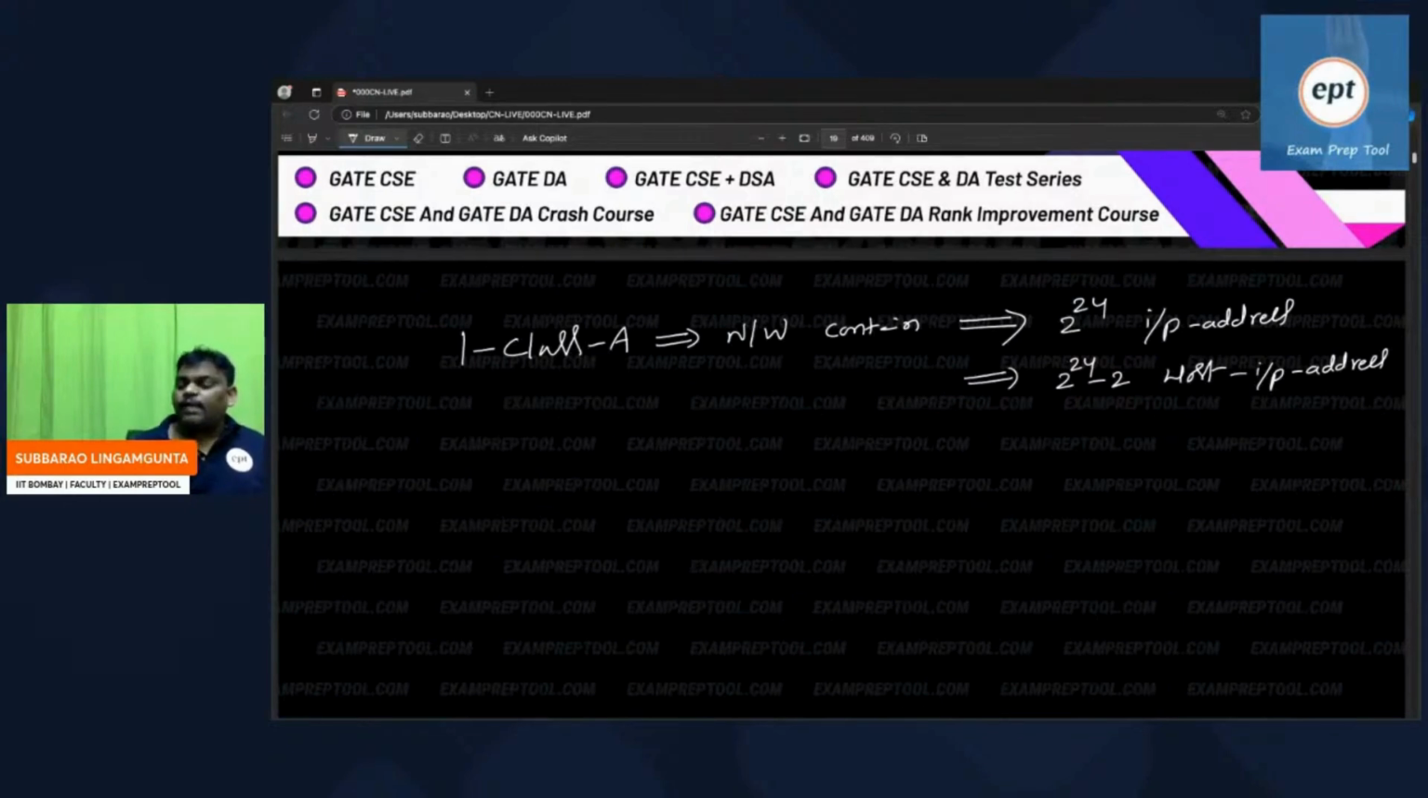One class A network contains 2 power 24 IP addresses. Out of them, the first one you cannot use, the last one you cannot use. So 2 power 24 minus 2 host IP addresses are possible. Actual IPs are 2 power 24, host purpose is 2 power 24 minus 2. Is it okay?